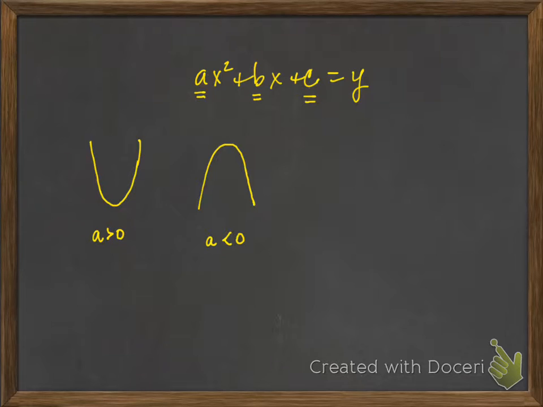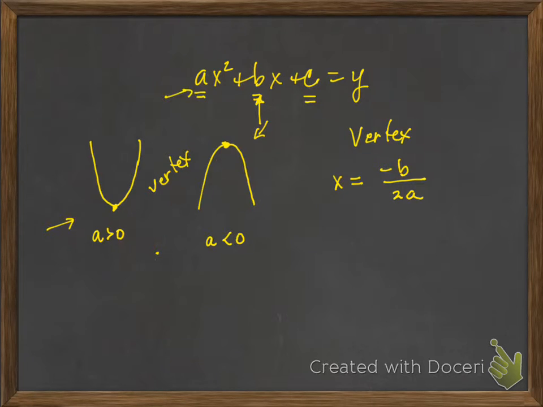Okay? In either case, this point and this point are called your vertex. Right? In this situation it's the highest value, and in this situation it's the lowest value. The way you find the vertex is you first find the x value, and it's equal to negative b over 2a. So remember what b is. It's this guy, and your a is that guy.